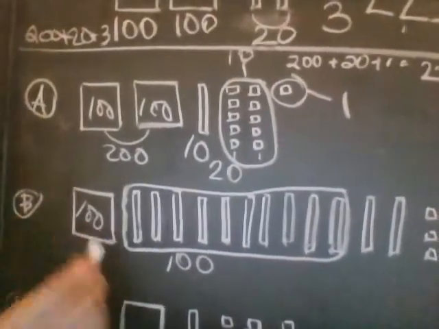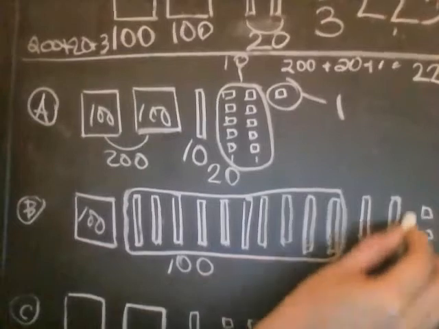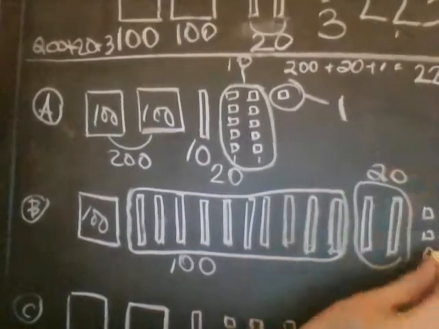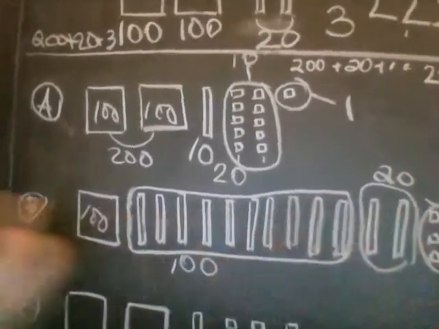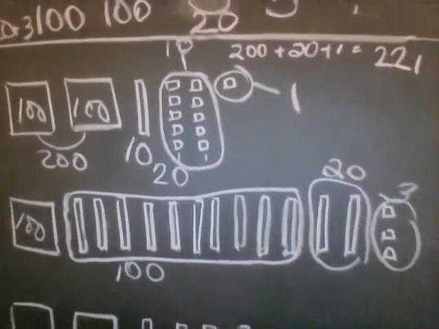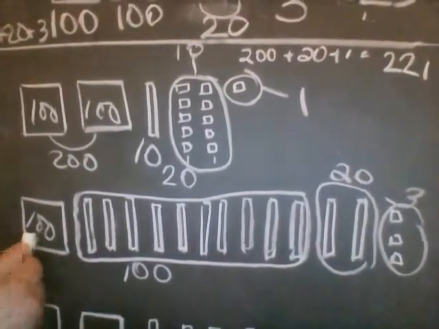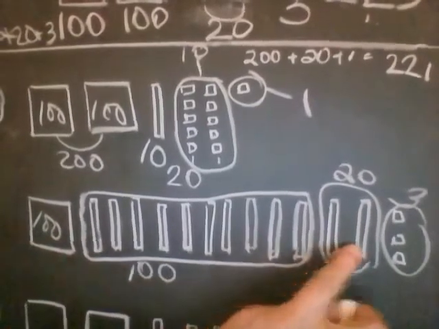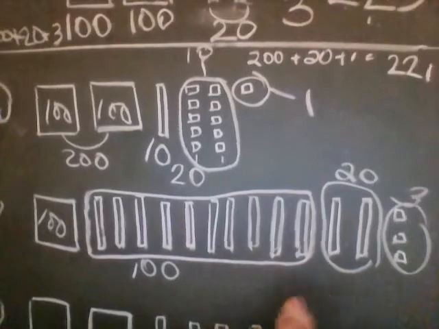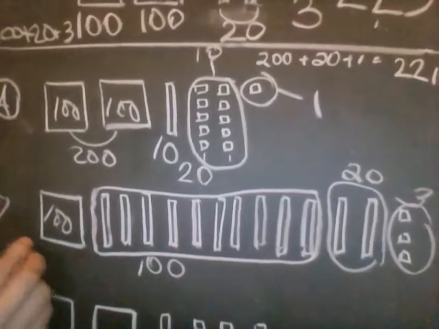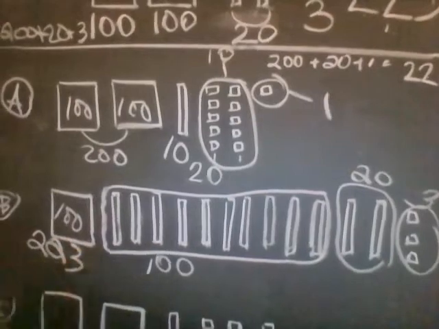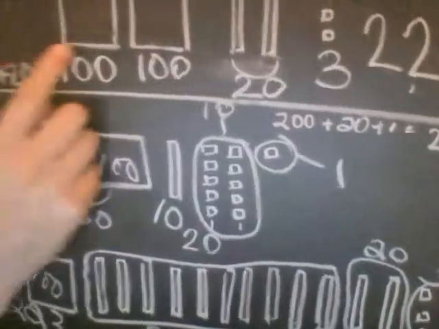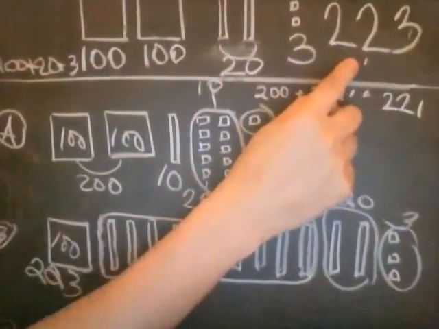Okay? So then I have 100 and 100. But then I have left over what? These two 10 bars, which makes what? 10 plus 10 equals 20. And then I have 3 units left over. So then we have 100 plus 100 is 200 plus 20 plus 3. 200 plus 20 plus 3. Oh, so this one actually equals 223. So it does match the number up here at the top.